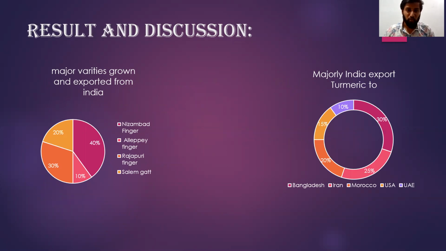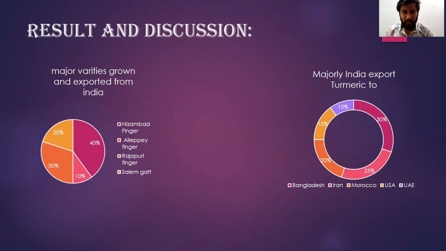When I asked my respondents which are the major varieties grown and exported from India, 40% of my respondents said Nizamabad fingers, around 10% said LAP fingers, around 30% said Rajapuri fingers, and around 20% said Salem Ghat.